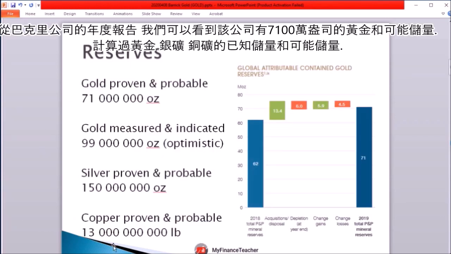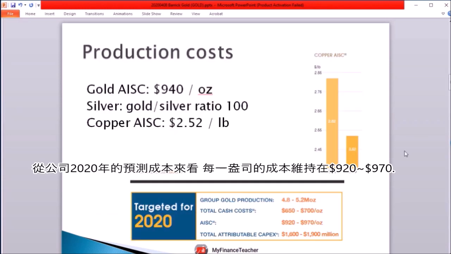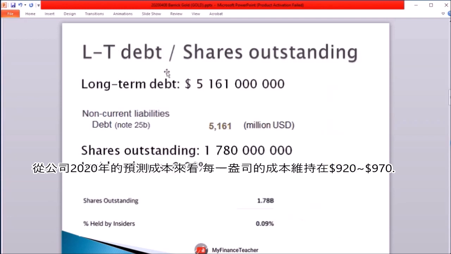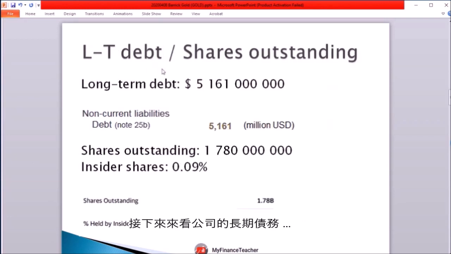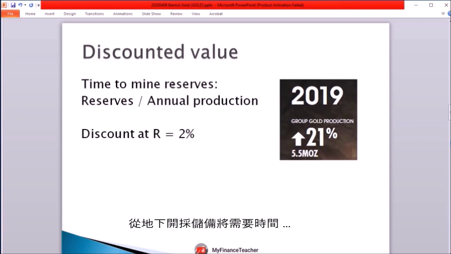Looking at the annual reports of Barrick Gold, we see that the company has 71 million ounces in proven and probable reserves, measured and indicated gold reserves, silver proven and probable reserves, copper proven and probable reserves. Looking at costs, the company's projections for 2020 are such that all-in sustaining costs for gold are somewhere between $920 and $970 per ounce.